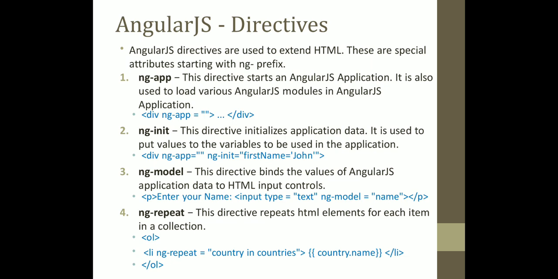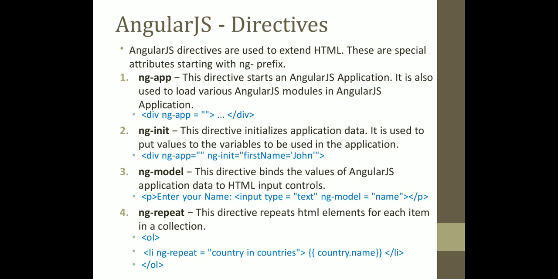John is written in single quotes, and after writing the value of the variable, that means here it is John, you close the double quote. Then close the opened div tag. So this is the simplest form to use the init directive.